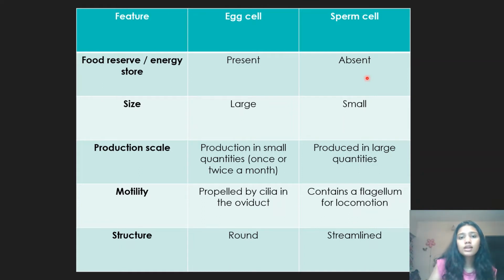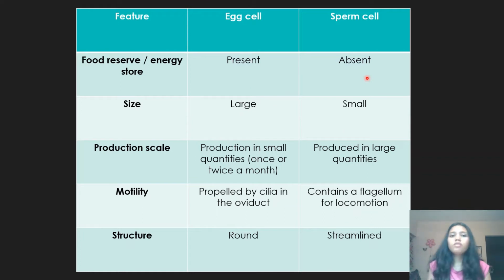Then motility. Egg cells are propelled by cilia in the oviduct. As you know, cilia contract back and forward to allow egg cells to be pushed towards the uterus. Whereas the sperm cell has a flagellum for locomotion. We already looked at that difference. And then again, egg cells are round, sperm cells are streamlined.